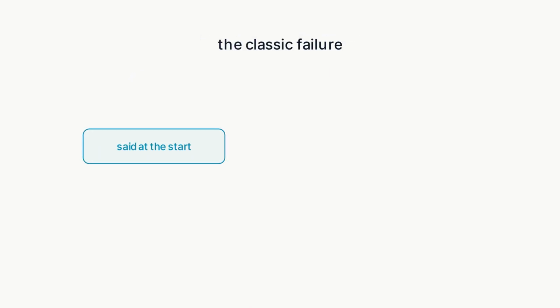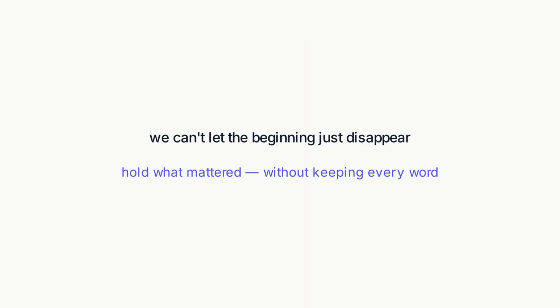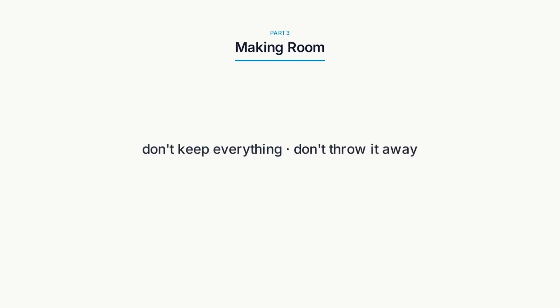And this is the classic failure. You have a long, rich chat with an assistant, and halfway through it forgets something you said at the very beginning because that part has scrolled out of the window entirely. Short-term memory is powerful, but it's volatile and it's small. So what do we do when it fills up? We can't just let the beginning of every long conversation disappear. We need a way to hold on to what mattered without keeping every single word, and that's a beautiful little trick. 3. Making room. When short-term memory starts to fill, the answer isn't to keep everything or to throw the old stuff away. It's to compress it, to keep the meaning while dropping the bulk.